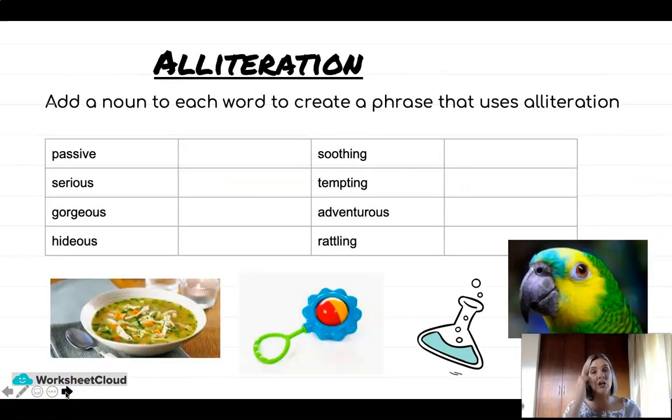Right, so let's take a look. We're going to step it up a little bit now as well. We're in grade 6. Add a noun to each word to create a phrase that uses alliteration. So passive people. That's an example with a P. I want you to think of serious and something else to go with it. Must start with an S. Gorgeous, something, hideous, something, soothing, something, tempting, something, adventurous, something, and rattling, something. And obviously they're going to be your nouns or your proper nouns.